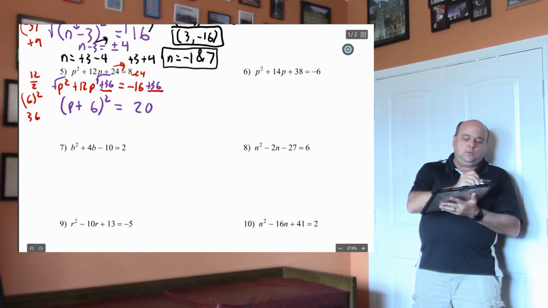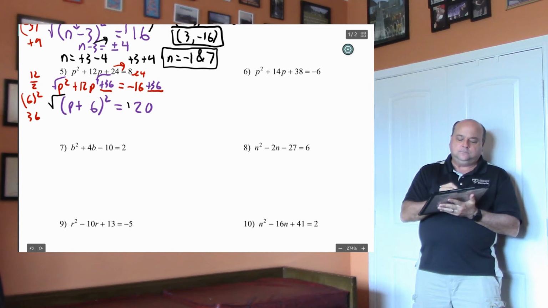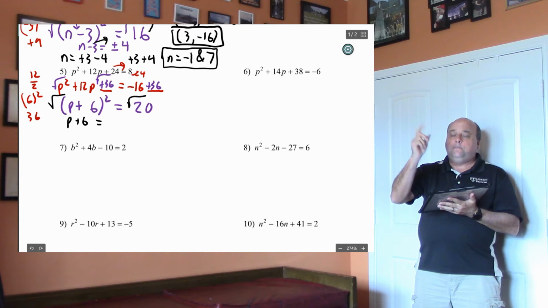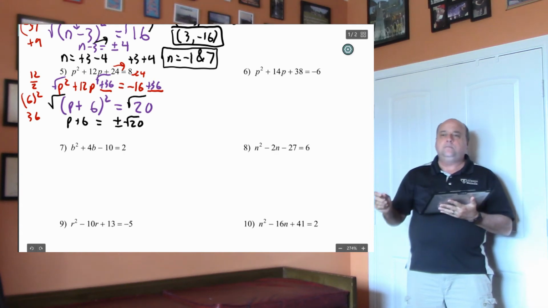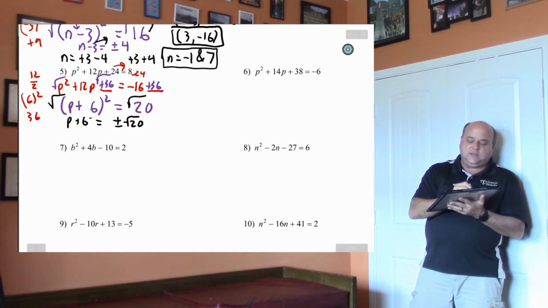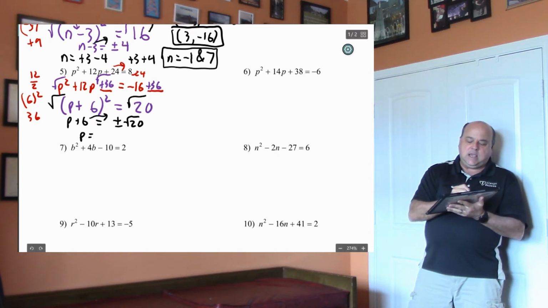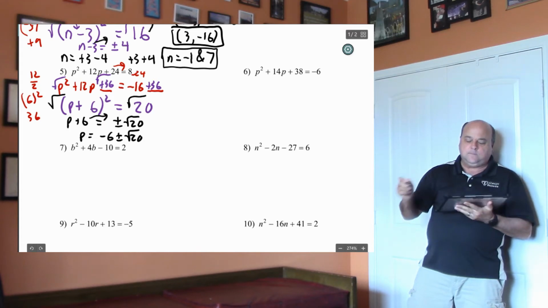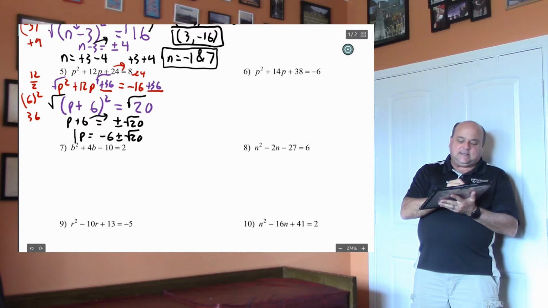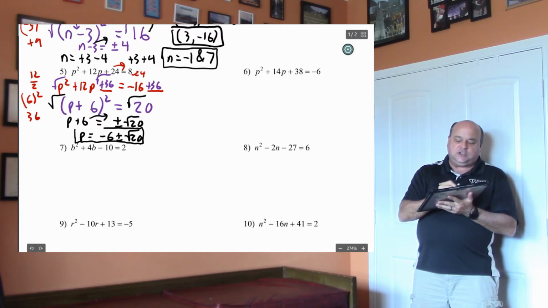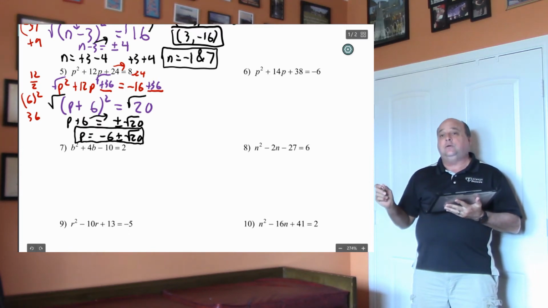Now then, square root both sides. So I'm going to get p plus 6 equals, put this down, plus or minus square root of 20. Now then, move over the 6. p equals negative 6 plus or minus the square root of 20. These are going to be your 2 zeros. On your test, they may leave it like this because this is exact, okay?